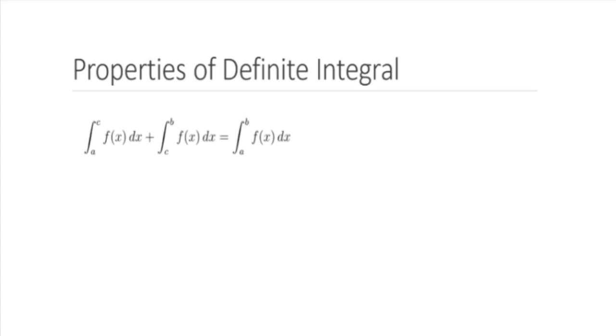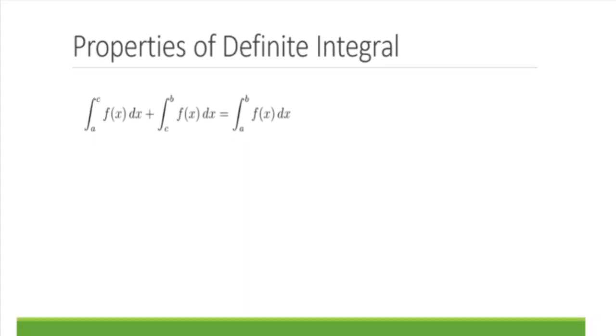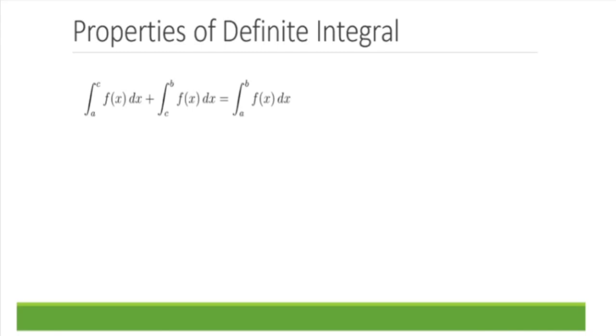Okay, next property, this one is actually fascinating. So we have the definite integral from a to c ng f plus the definite integral from c to b ng f ay equal sa definite integral from a to b ng f. So let us demonstrate or illustrate. So for instance, we have this arbitrary curve.